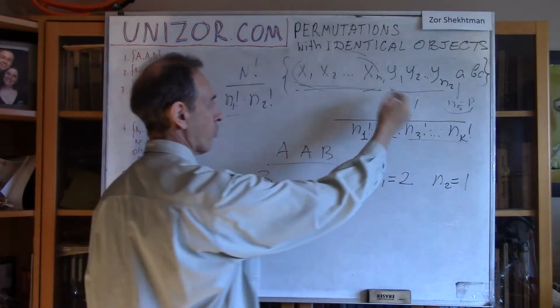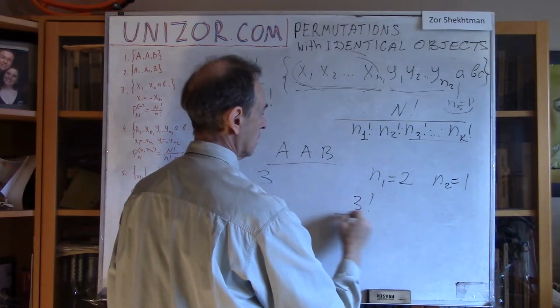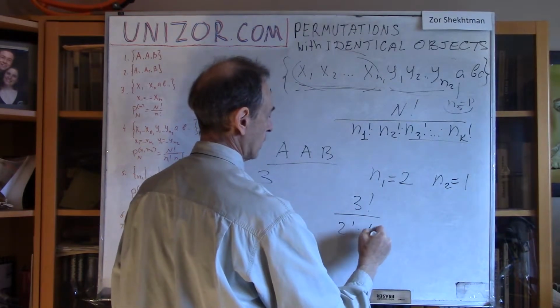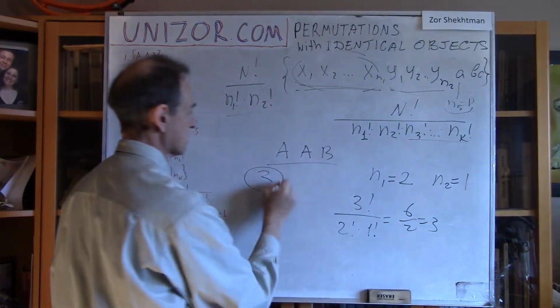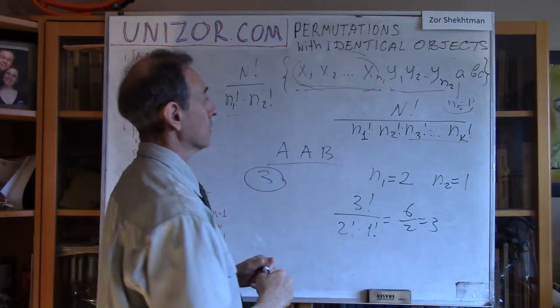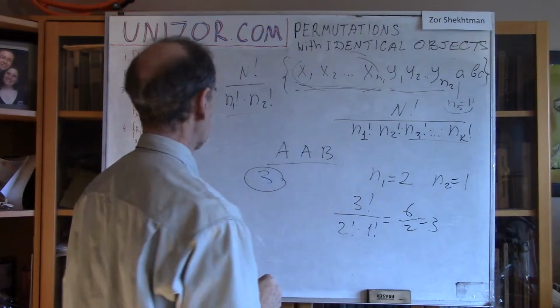Now, what our formula gives us is 3 factorial divided by 2 factorial and 1 factorial, which is 6 divided by 2, which is 3, which is exactly what we got. So this is the correct formula.